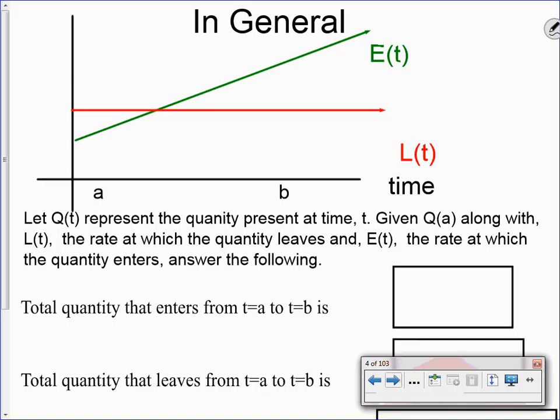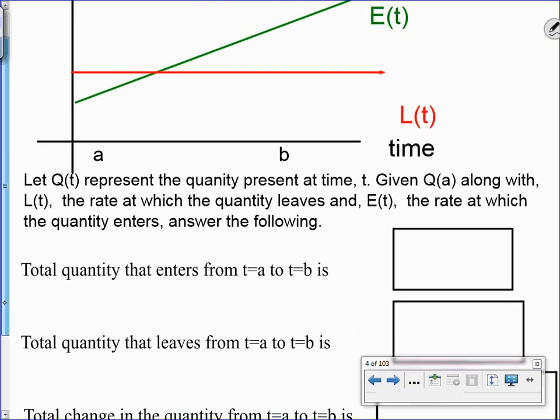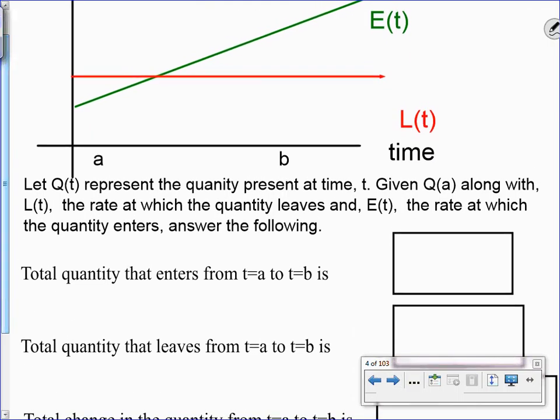And we have some quantity. Q of t represents the quantity present at time t. Let's say we were given the quantity at time a. How much was present at time a? Along with the rate at which the quantity is leaving, as well as the rate at which the quantity enters, E of t. We're going to see if we can come up with some expressions to answer the following. Suppose we just want the total quantity that enters from time A to B. We don't care how much was there to begin with. We just want the total quantity that enters from time A to B.